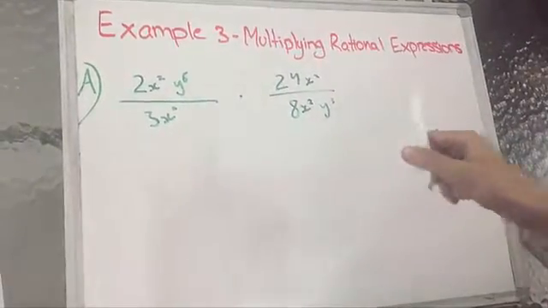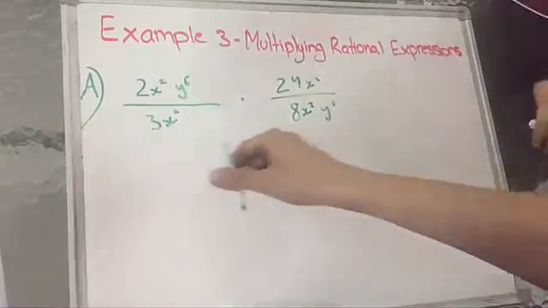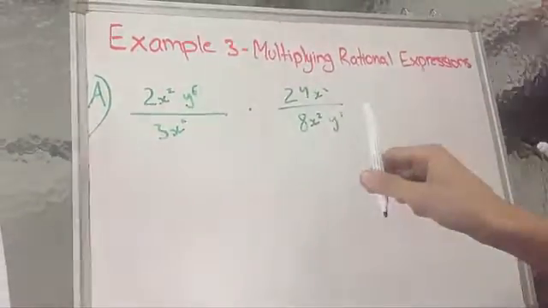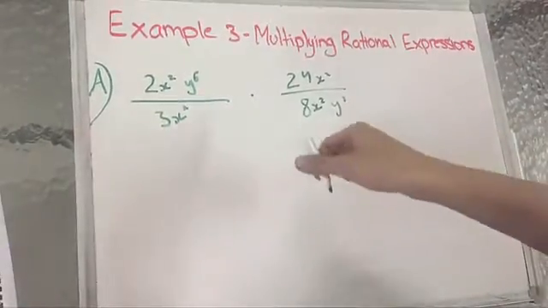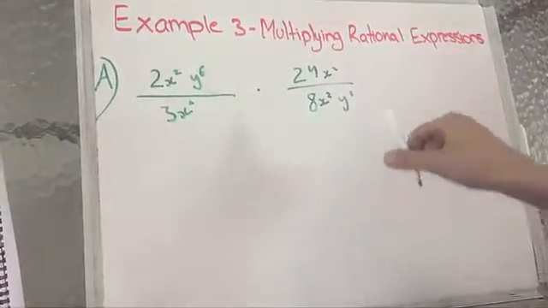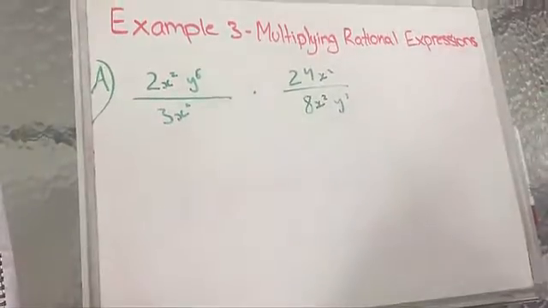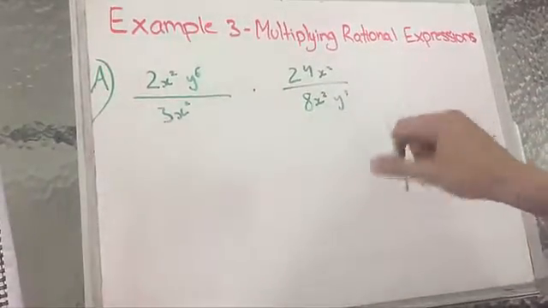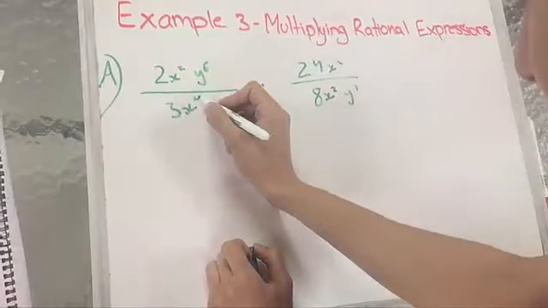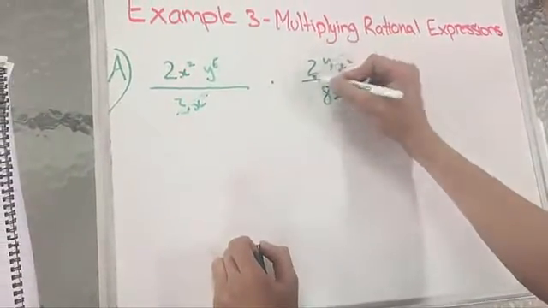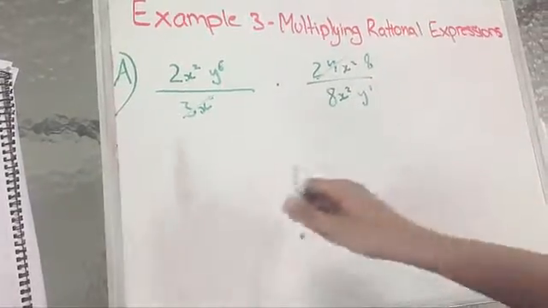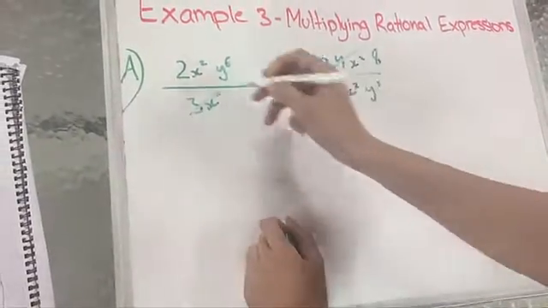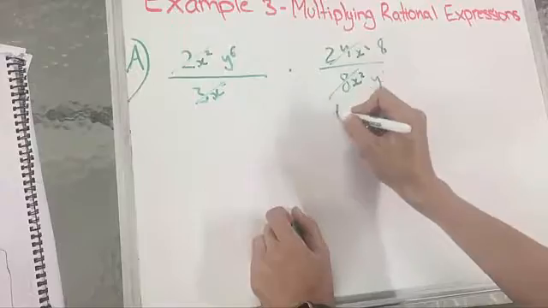Example 3, multiplying rational expressions. The question says 2x squared y to the power of 6 over 3x squared multiplied by 24x squared over 8x squared y cubed. So first of all, you try to cancel out stuff. If you cancel the 3x squared with the 24x squared, it will be 8. And then the 2x squared and 8x squared, you can cancel them, and it will give you 4.